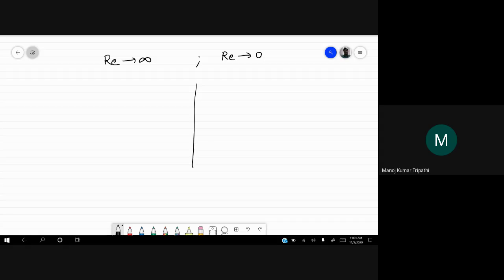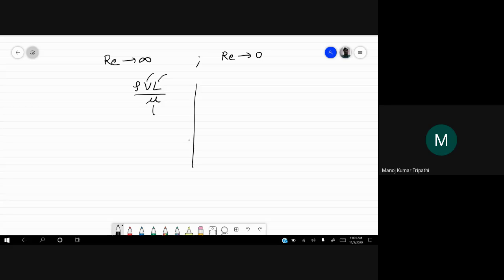This Reynolds number infinity, what does that mean? Reynolds number, if we write, that is rho VL by mu. Rho is density, fluid density. V is some velocity scale. L is some length scale of the flow. And mu is the viscosity of the fluid if it is constant, then mu is some characteristic viscosity. Similarly, density also is a characteristic density of the flow.